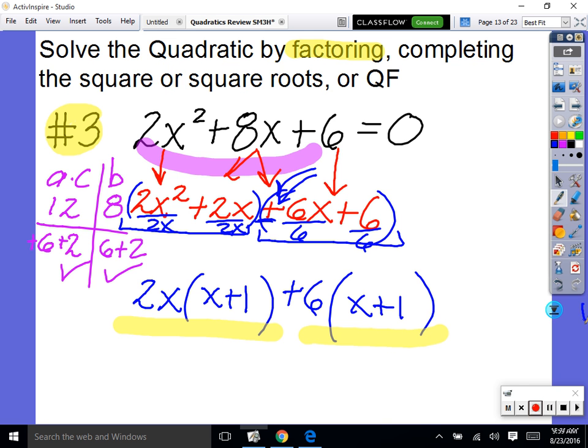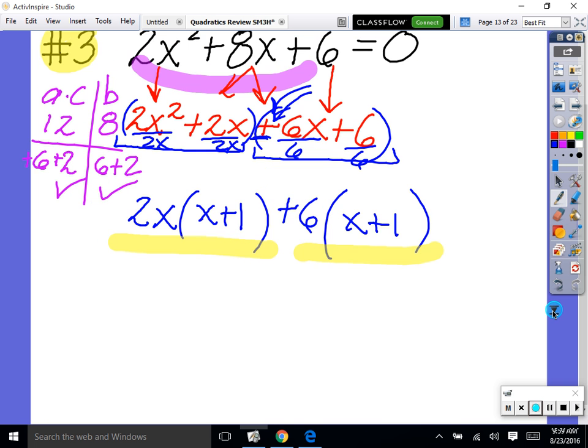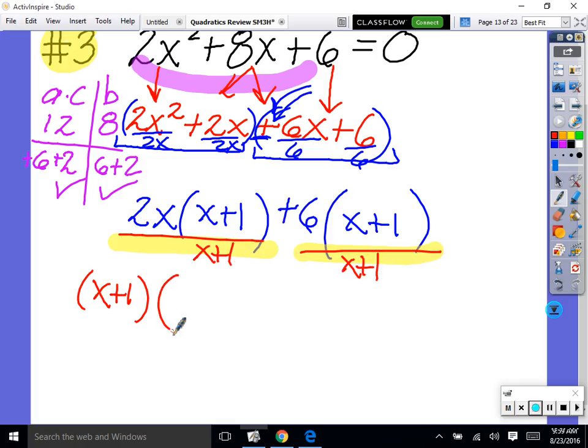Yes. So that's why we're going to say, okay, we have our safe haven, we're going to factor it out, because that's what's in common. We're factoring out x plus 1. Now let's divide each term by x plus 1 to see what's left in our parentheses. So, gone, gone. Left is 2x plus 6.